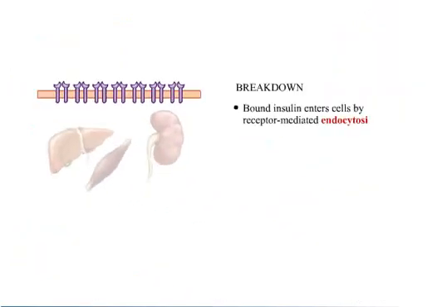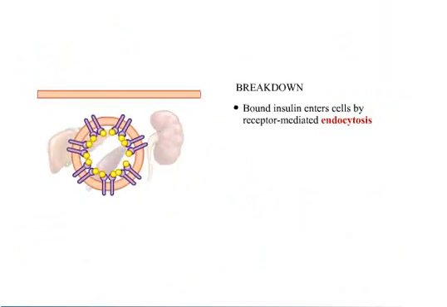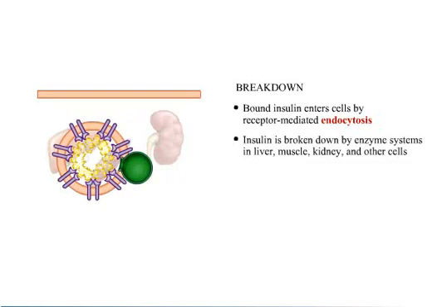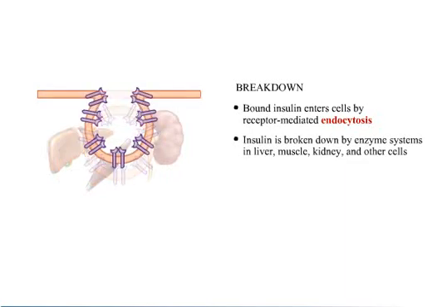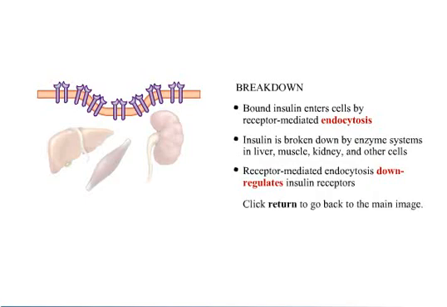Bound by receptors, insulin enters cells by receptor-mediated endocytosis. Once inside, insulin is broken down by an enzyme system present in liver, muscle, kidney, and other tissues. Insulin receptors can be recycled to the plasma membrane. This occurrence downregulates insulin receptors and could account for the decreased insulin sensitivity of some cells to chronically high insulin levels.